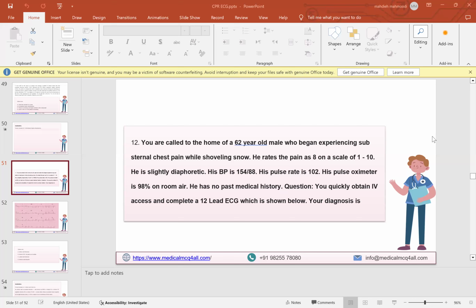Here's a question. You are called to the home of a 62-year-old male who began experiencing substernal chest pain while shoveling the snow. He rates the pain as 8 on a scale of 1 to 10. He's slightly diaphoretic, blood pressure 154/88. His pulse rate is 100. Pulse oximeter is 98% on room air. He has no past medical history. Question. You quickly obtain an IV access, complete a 12-lead ECG. This is the ECG.